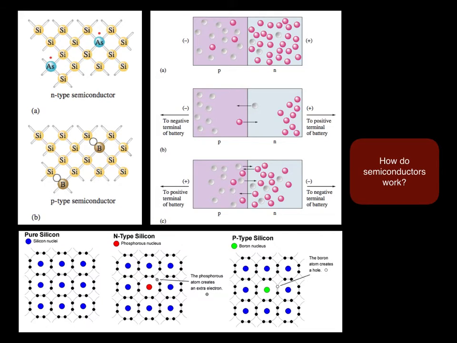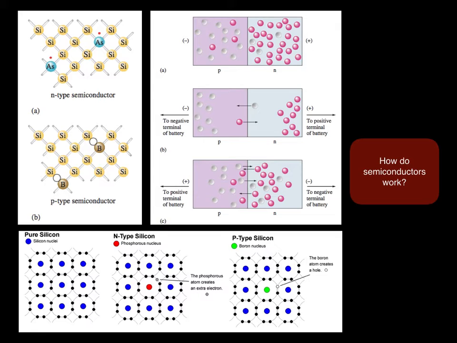Now, another way for network solids to conduct electric current is through the formation of p-type and n-type semiconductors. In a pure silicon or germanium semiconductor, each nucleus uses its four valence electrons to form four covalent bonds with its neighbors. Since there are no excess electrons, or holes in this case, the number of electrons present at any given time will always be equal.